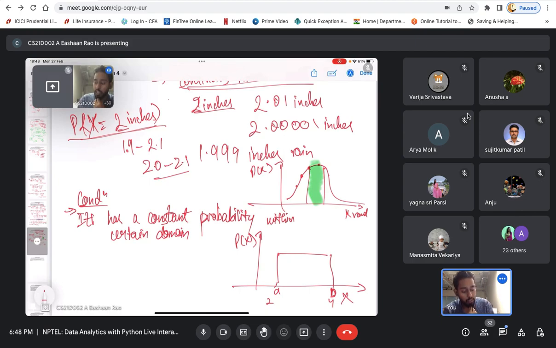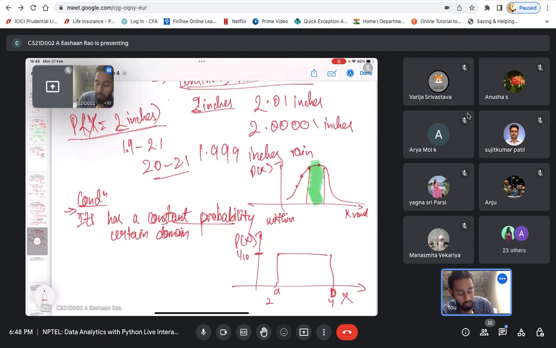At that point I get this uniform distribution, and I will have a constant probability over that certain domain. Let's assume maybe 1/10. This is a 1/10 chance that rain happens producing 2 to 4 inches of rain. So the probability is 1/10. This is a constant probability that I'm getting. So this is the condition for uniform probability.